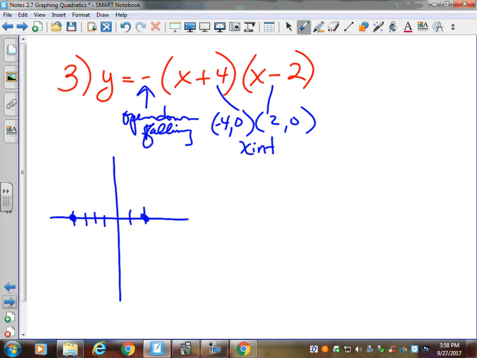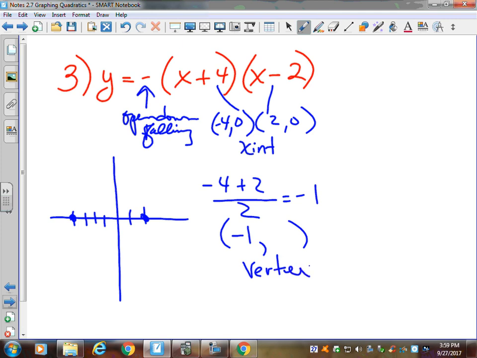So I have a point on each side, but I don't know where the middle is. So to find the middle, you take your x-intercepts and you add them together and divide by 2 and find the midpoint. In this case, it comes out -2 divided by 2 is -1. That tells you half of your vertex. So now I also know the axis of symmetry is x equals -1. So that tells me to put a dotted line down through here. But it doesn't tell me where to put the vertex because I don't have the y value for that.